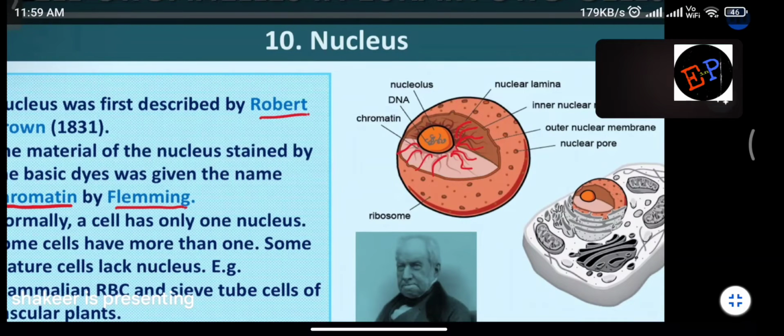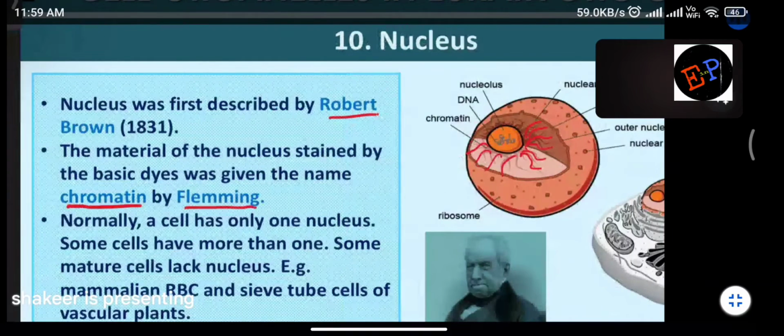You can see them only when you dye the nucleus. When you add some color to the nucleus, then you can find those thread-like structures. They are called chromatin. And this chromatin is responsible for the formation of chromosomes. Chromosomes ఎక్కడి నుంచి ఫామ్ అవుతాయి? Chromatin నుంచి ఫామ్ అవుతాయి. Clear, ma?